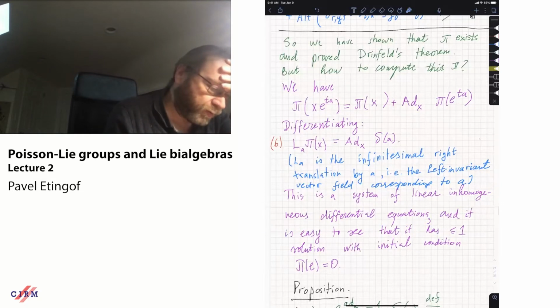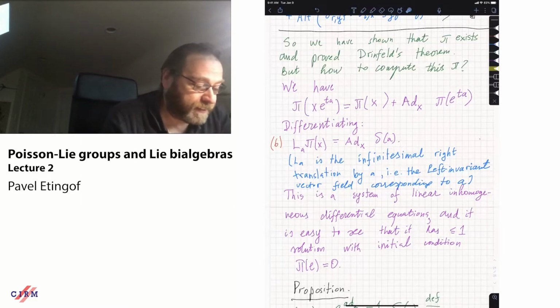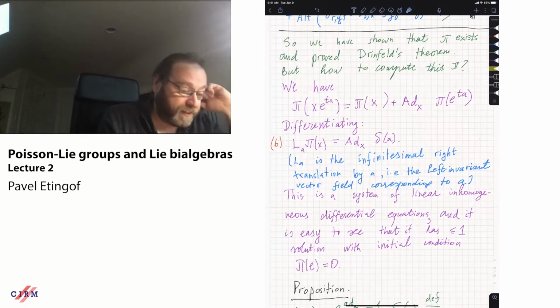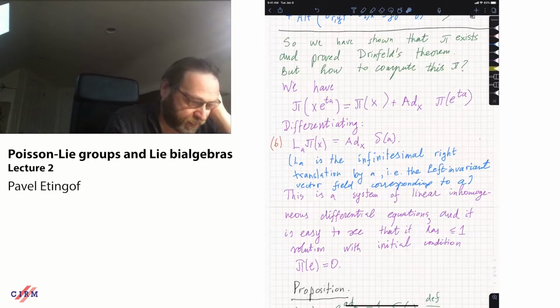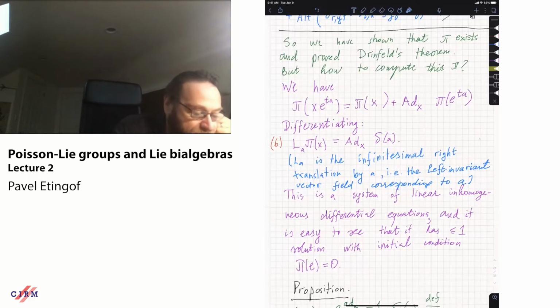But I'm going to substitute exponential of ta instead of y, and so then I get pi of x e to the ta equals pi of x plus adjoint of x times pi of e to the ta. And so now I can differentiate this with respect to t when t equals 0. And on the left-hand side, then I get translation of pi of x by the vector field LA, which is the infinitesimal right translation by A on the Lie group, which is the same as the left invariant vector field corresponding to A. So I get LA times pi of x.